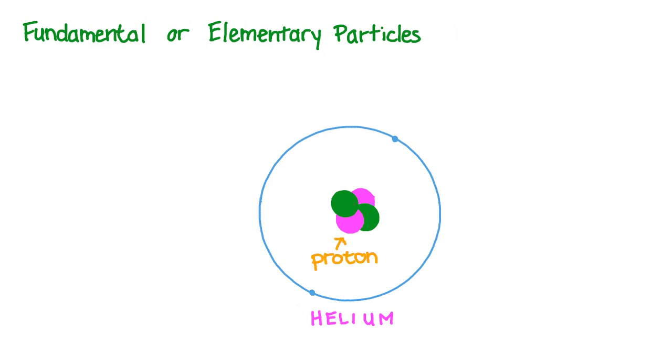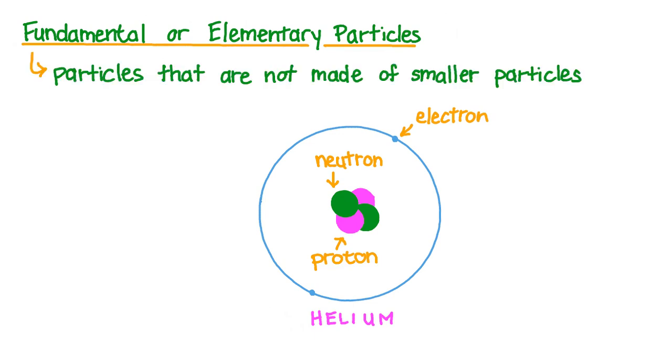Its nucleus contains 2 protons and 2 neutrons. Surrounding the nucleus are the 2 electrons in the electron cloud. Now, which of these 3 types of particle are fundamental or elementary particles? Fundamental or elementary particles are particles that are not made of smaller particles.